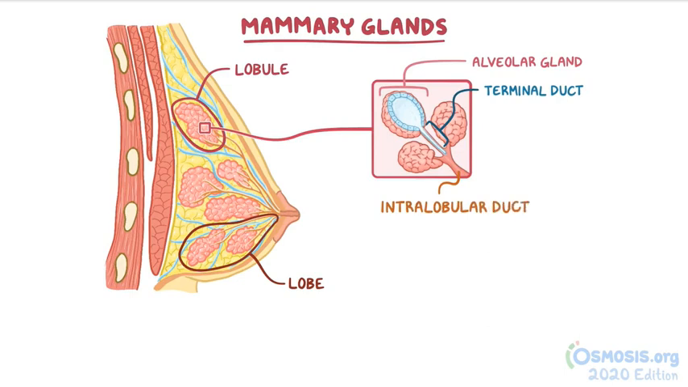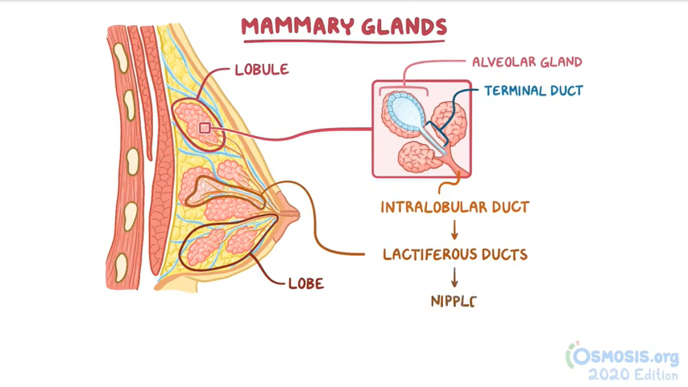The milk produced by the alveolar glands drains into the terminal ducts that join together to form the intralobular ducts. These ducts converge further and form the lactiferous ducts, which drain the lobes and eventually lead to the nipple. All of the lobules and ducts are also surrounded by fibrofatty tissue that provides a supportive and protective function.